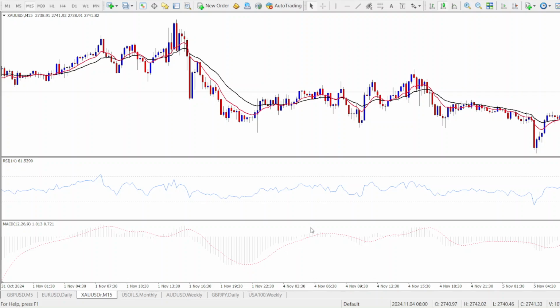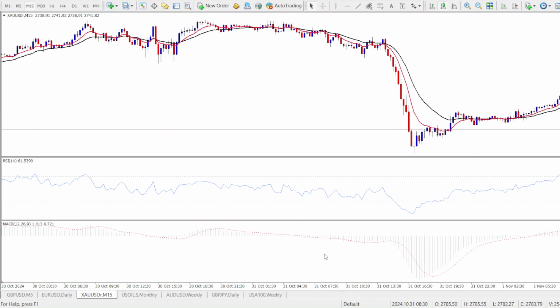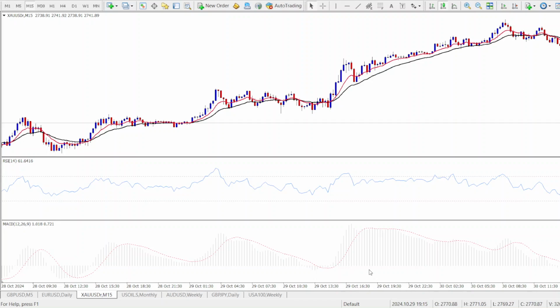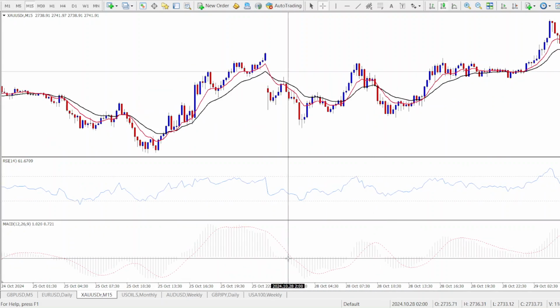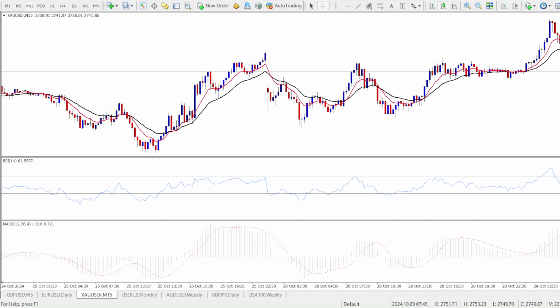Now, when the MACD line crosses above the zero line, you can see the zero line here, it signals a buy momentum. As we can see, price went up after the crossover happened. On the other hand, when the MACD line crosses below the zero line, it's a sell signal.